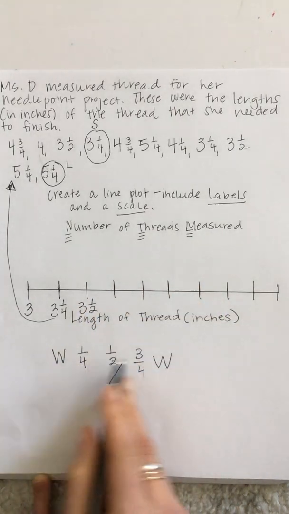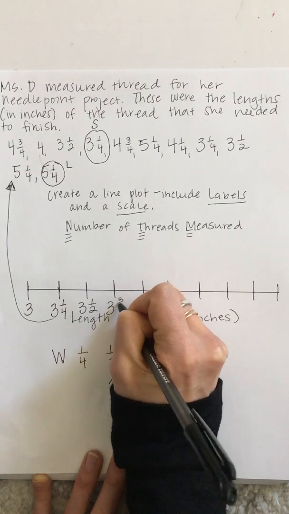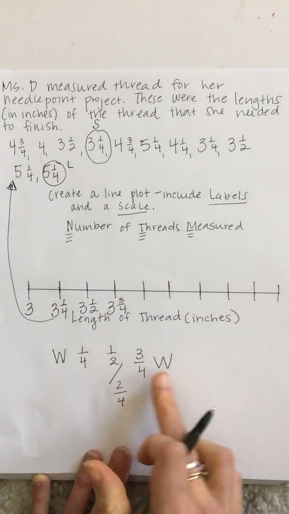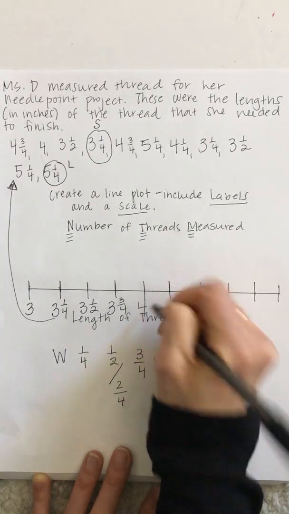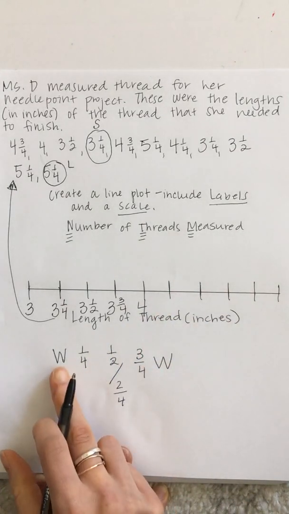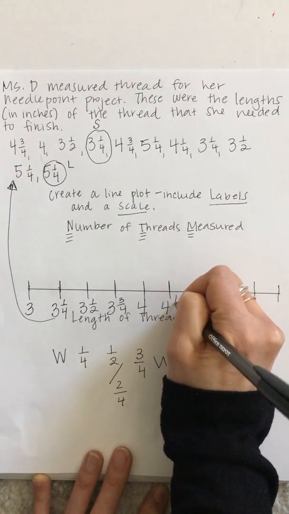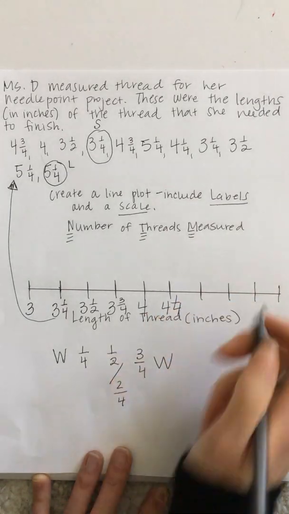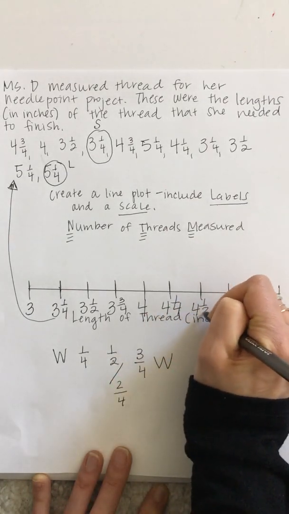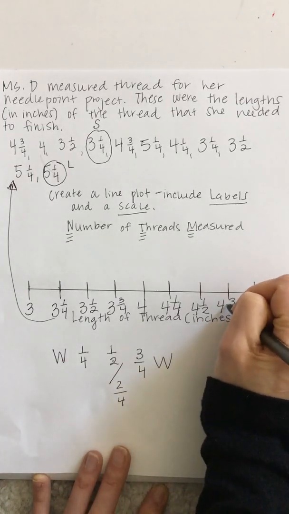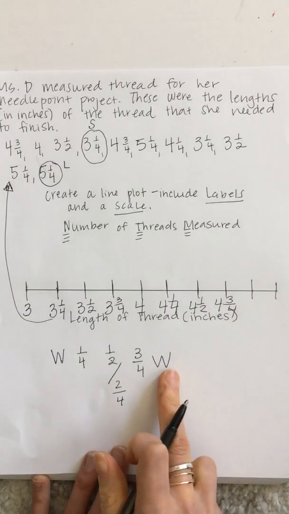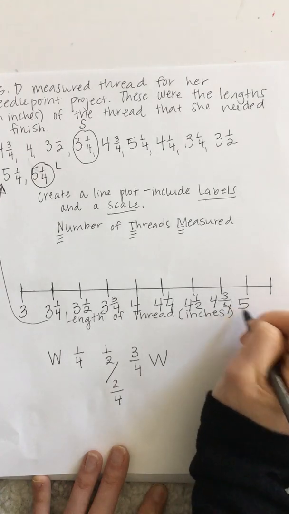What comes next? 3 3/4. What comes next? My next whole number. What's my next whole number? 4. 4 and, so now I'm here, 4 1/4, 4 1/2, 4 3/4. What's my next whole number? 5. And hopefully we make it.